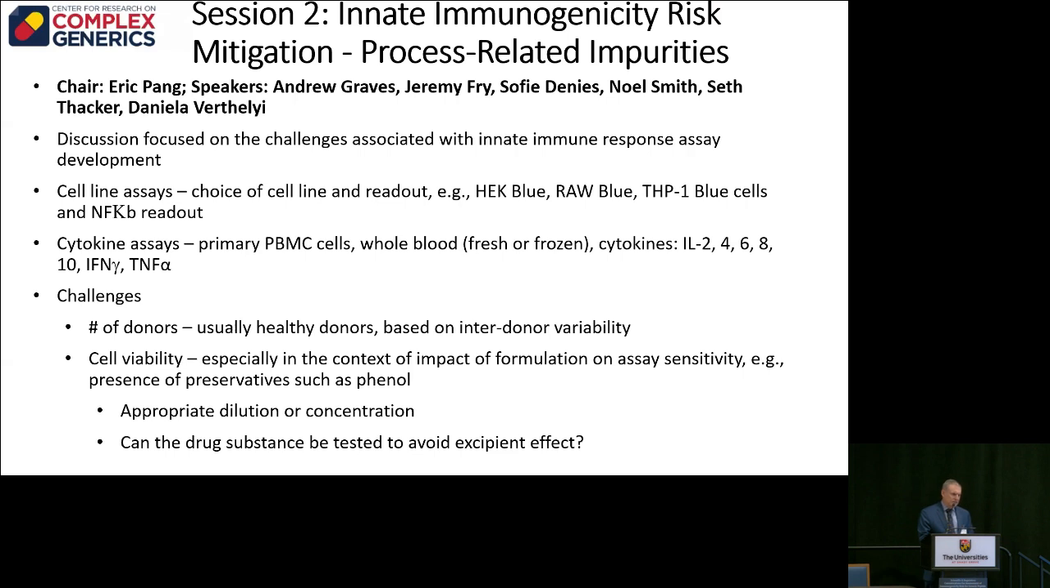So these assays can be conducted using primary PBMC cells, or whole blood, and the choice of fresh or frozen whole blood was also discussed. The advantage of these assays is that you can measure multiple cytokines in one cell. In terms of challenges, the number of donors was also an issue here, as it was for the adaptive immune response assays. Usually healthy donors are chosen, and it's based on inter-donor variability, the number of donors.